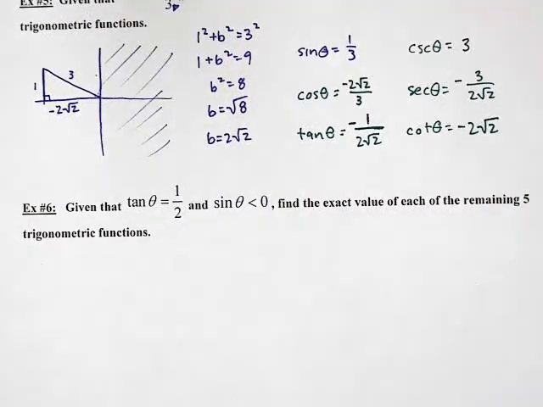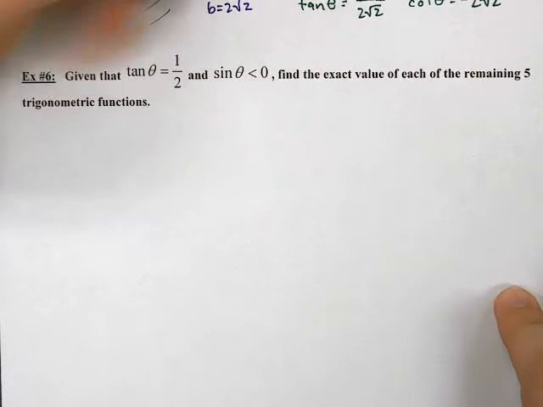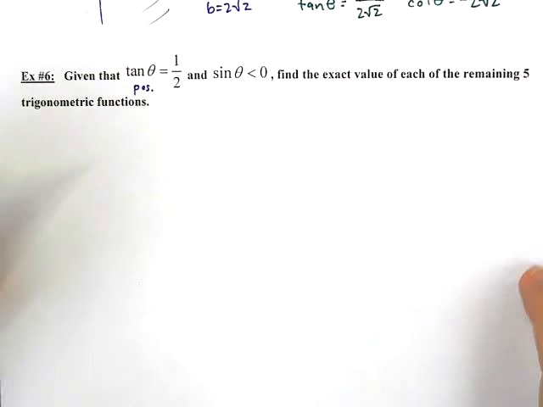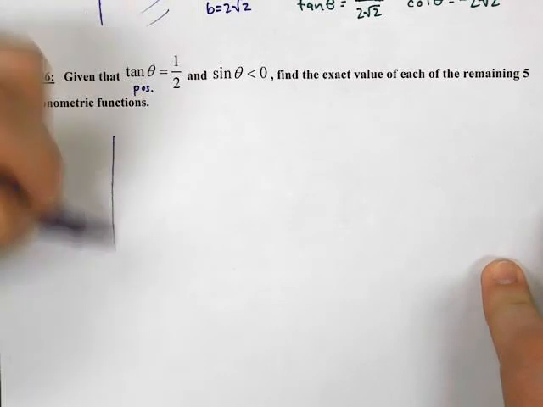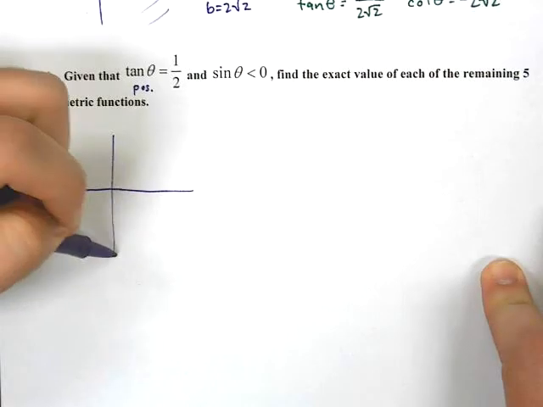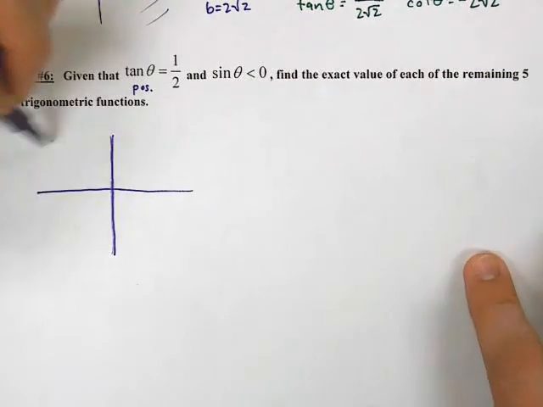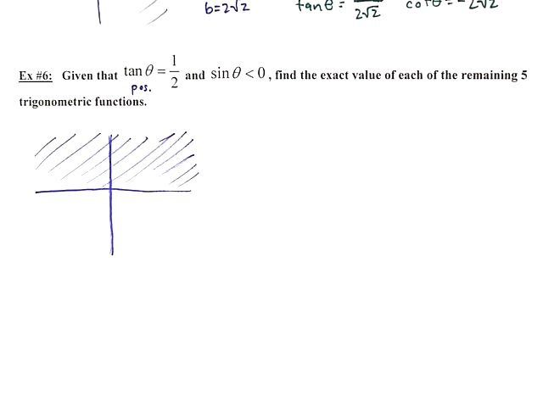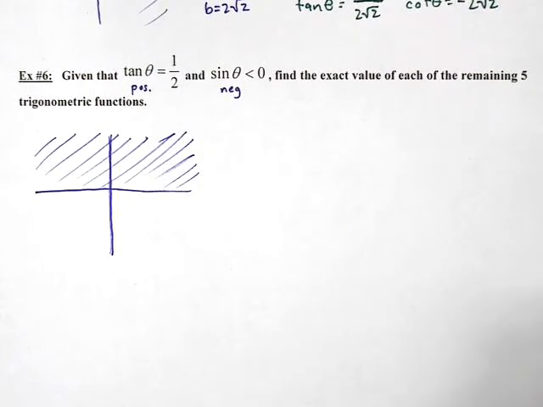We got this. Let's go back to purple here. Given that tangent is 1/2, and I'm also wanting you to understand that it's positive, and sine is negative, find the rest of our trig functions. So I draw a little sketch. Sine is negative, which means I can get rid of quadrants 1 and 2. Hopefully that makes sense. This is negative, so I need to be going down in the y direction.